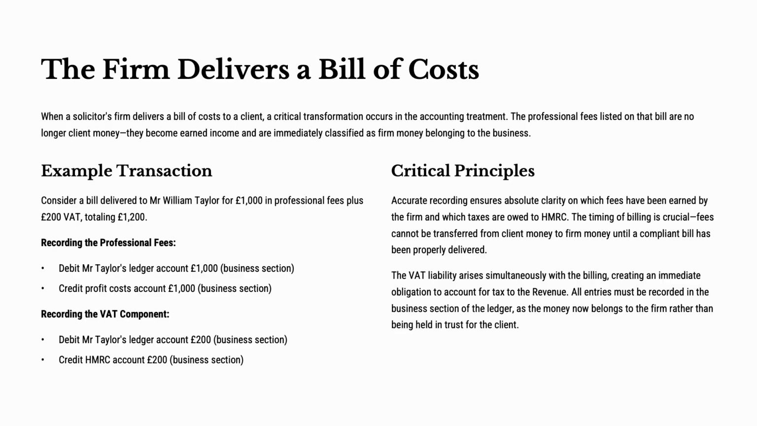For example, Mr. William Taylor receives a bill of £1,000 plus £200 VAT. VAT means value added tax. The entries are: debit Mr. Taylor's ledger £1,000, business section; credit profit costs account £1,000, business section; and debit Mr. Taylor's ledger £200, business section; and credit HMRC account £200, business section. Keeping these entries accurate ensures clarity on fees and taxes owed at that point.